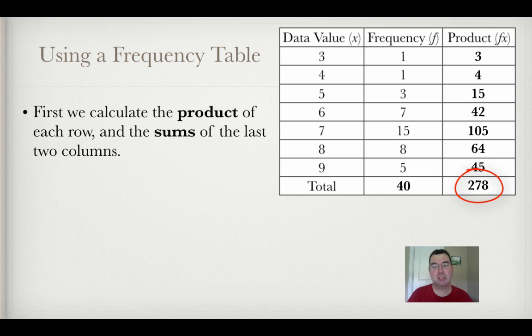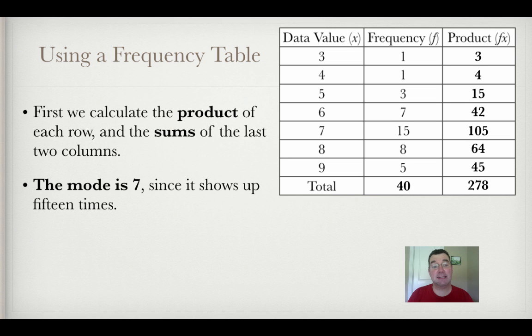So that 278 in the bottom right corner is the total that I get when I add up all of those numbers that are in the list. The 1 three, the 1 four, the 3 fives that show up, the 7 sixes that show up, and so on down the table. I could have added all of those separately, but by multiplying the frequency by the data value, it allows me to calculate that total much quicker.